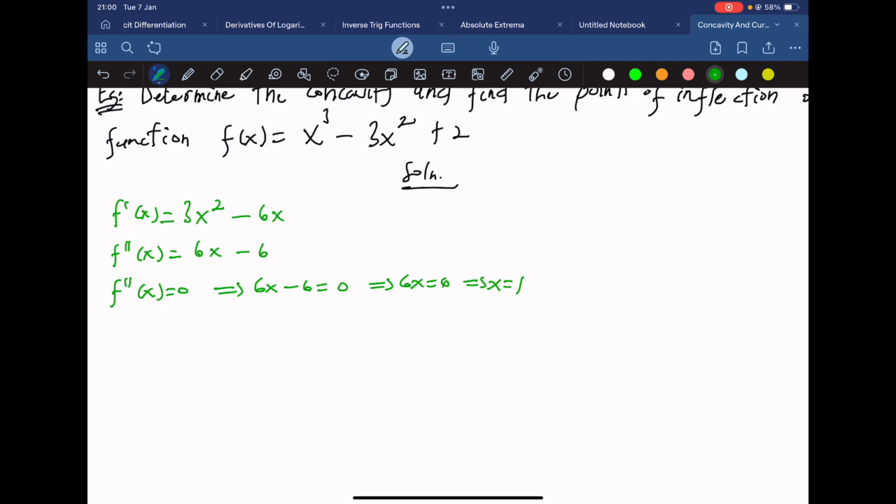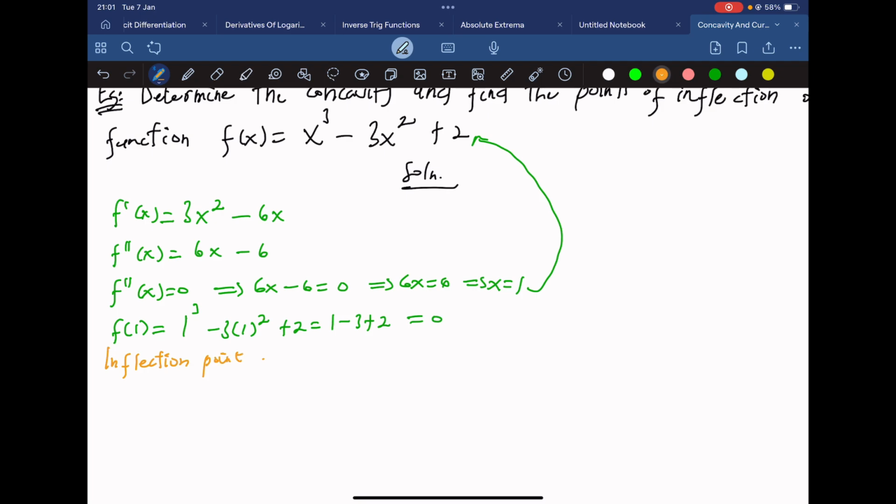So to find the corresponding y value, you have to substitute your x into the function. So let's find f of 1. We are going to have 1 cubed minus 3 times 1 squared plus 2. And this is 1 minus 3 plus 2, which is equal to 0. So our inflection point of the function is where x corresponds to 1 and the y coordinate is 0. So we have our inflection point to be (1, 0).